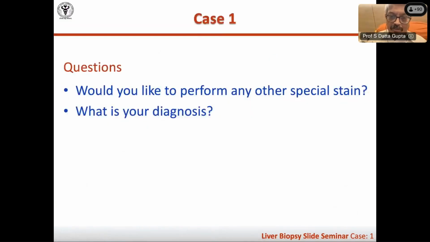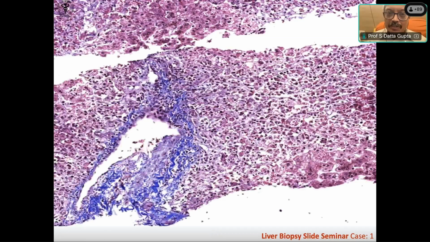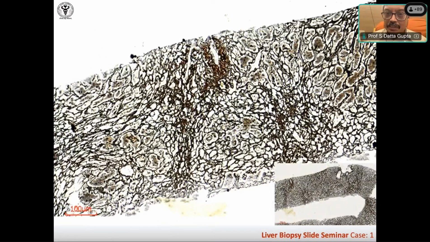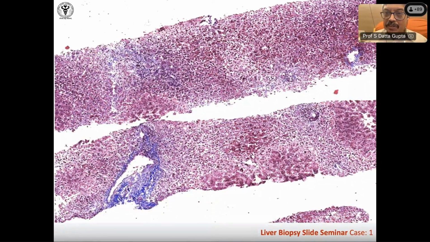So I would like to do any other special stain in this case. I told you about one stain which is found only in the portal tract. When there is fibrosis, it will be seen. Copper. No, what stain? Any stain? Reticulin. Reticulin we have done, Namrata. I showed you the reticulin, no? We are not sure. Any other stain? PAS, Sirius red. Okay. PAS with acid, Sirius red.